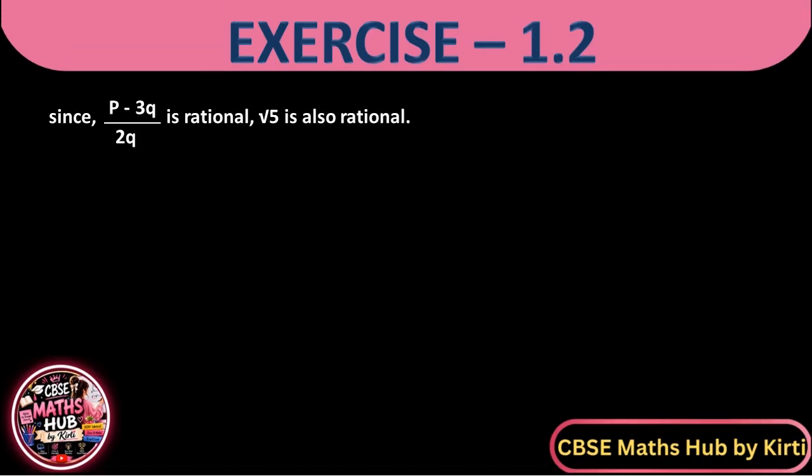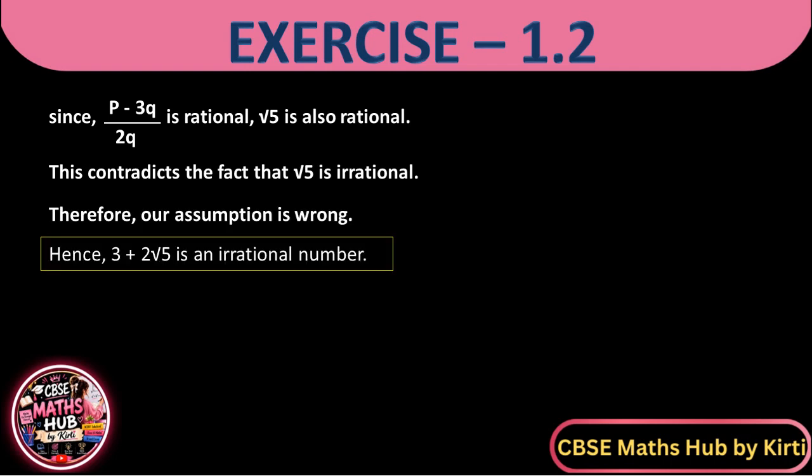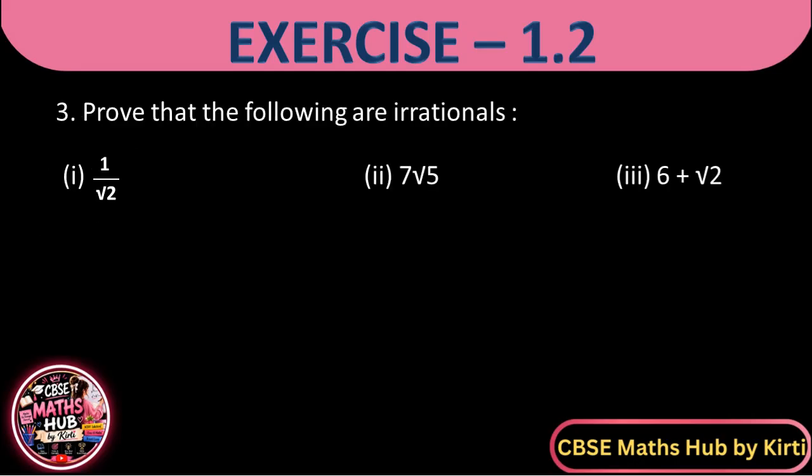Since p minus 3q upon 2q is a rational number, it means root 5 should also be rational. But we already know that root 5 is an irrational number. This contradicts our assumption. Therefore, our assumption is false. Hence, 3 plus 2 root 5 is an irrational number. Now, let's move to question number 3.